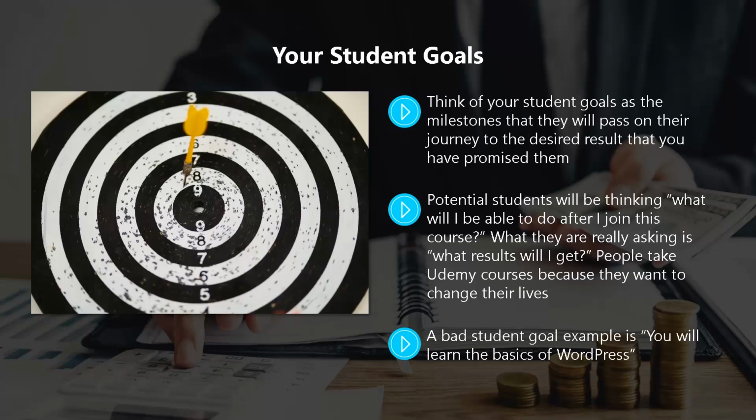A bad student goal example is, you will learn the basics of WordPress. A good example is, you will create a WordPress blog in a few hours. The second example is all about the result. You are telling your prospects what they will be able to do after purchasing your course. So, you need to create all of your student goals around practical applications and results.